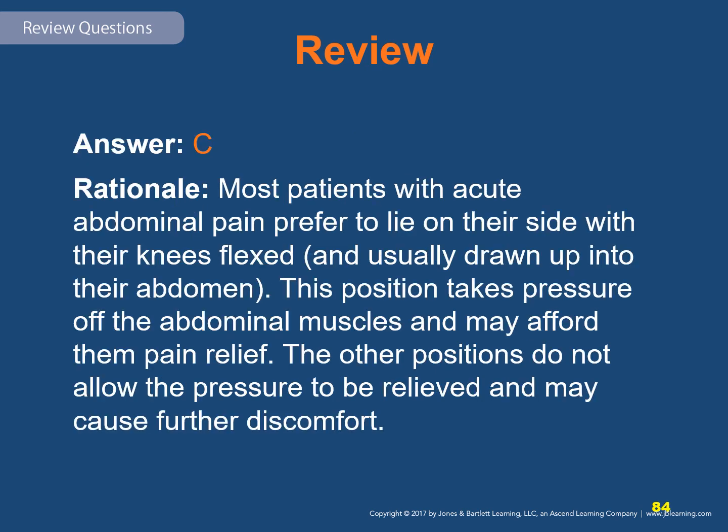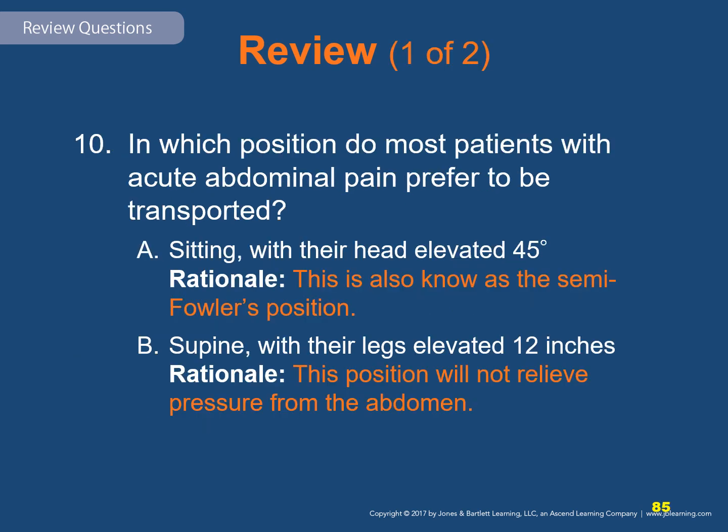The correct answer is C. Most patients with acute abdominal pain prefer to lie on their side with their knees flexed and usually drawn up into their abdomen. This position takes pressure off the abdominal muscles and may afford them pain relief. The other positions do not allow the pressure to be relieved and may cause further discomfort. So let's look at these other incorrect answers.